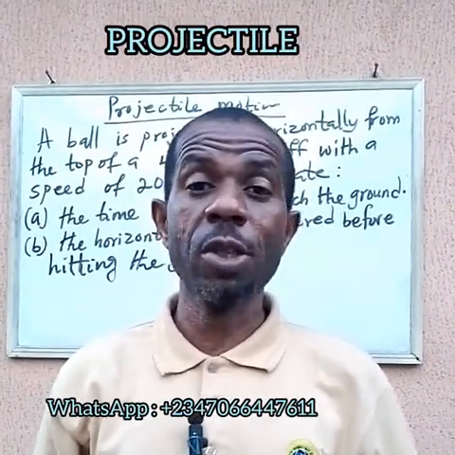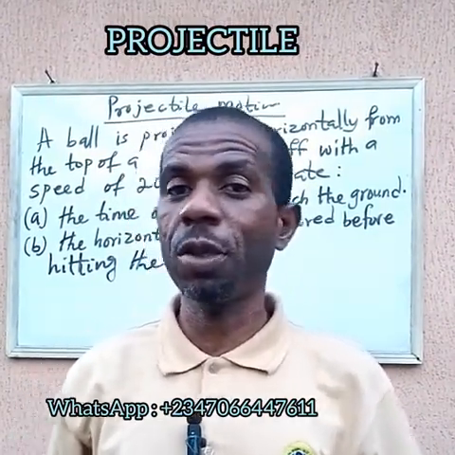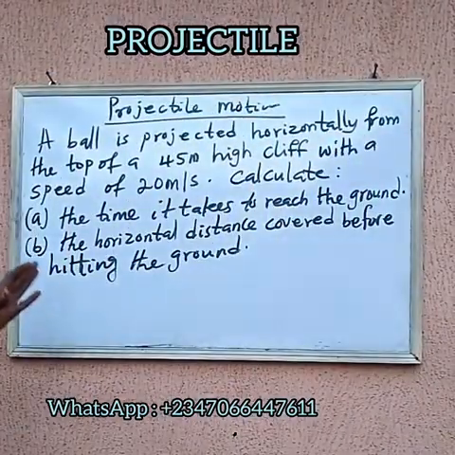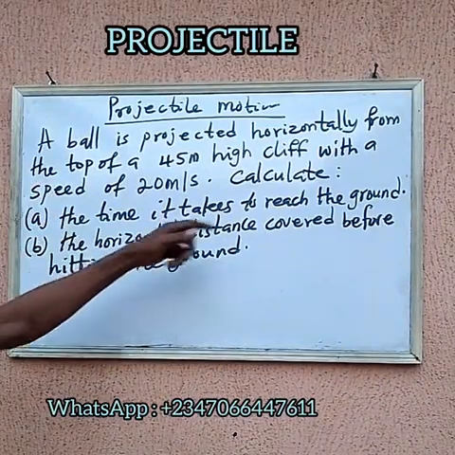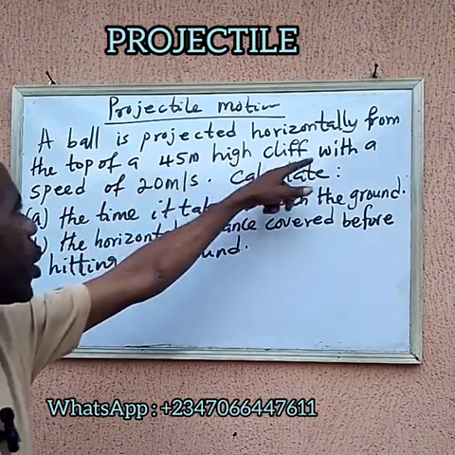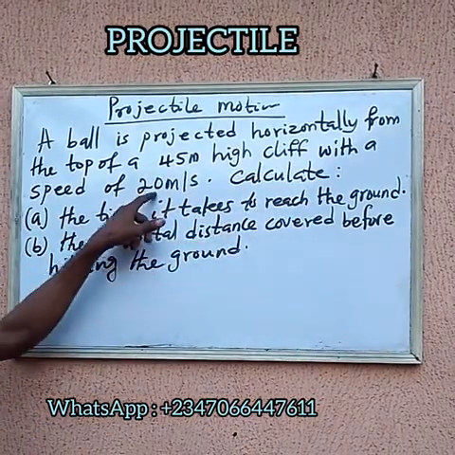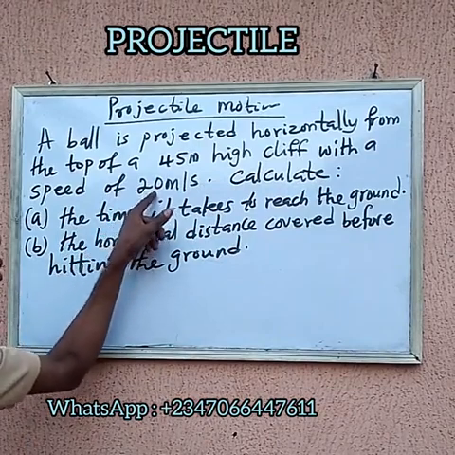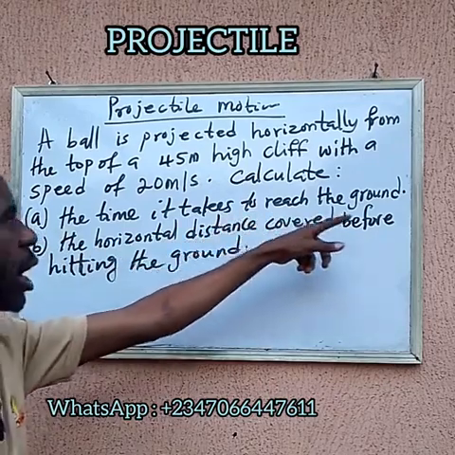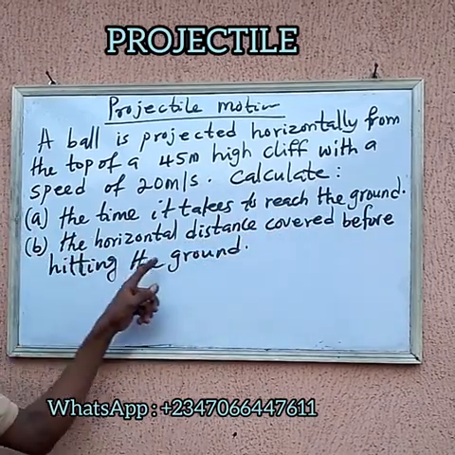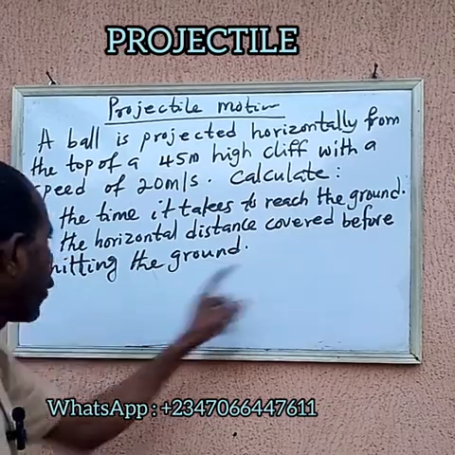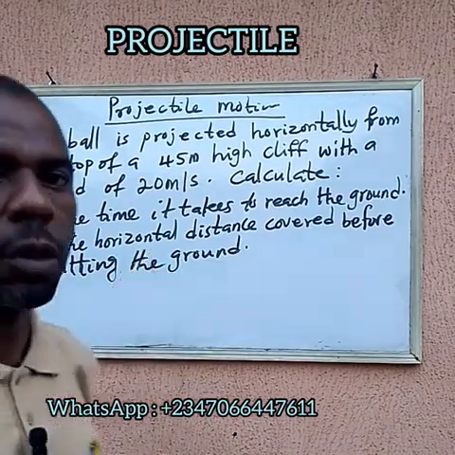In today's physics class, we are going to be providing a solution to this question on projectile. The question reads: a ball is projected horizontally from the top of a 45-meter high cliff with a speed of 20 meters per second. Calculate A, the time it takes to reach the ground, and B, the horizontal distance covered before hitting the ground. Good.